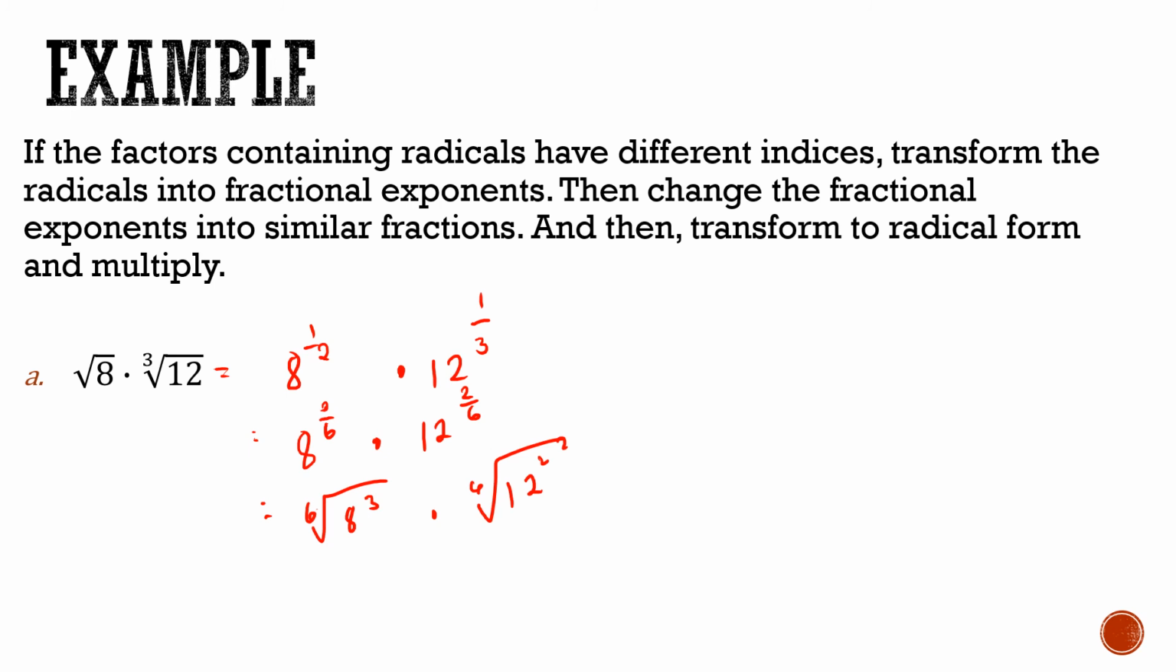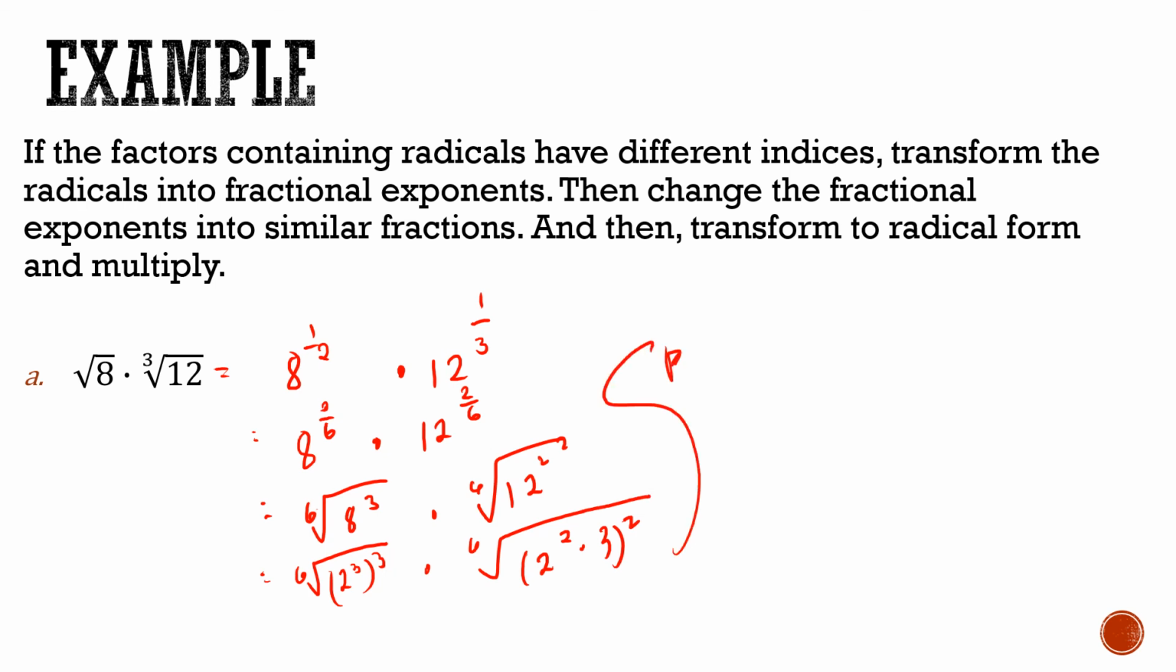Now, since 8 is a perfect cube, we can rewrite this as the 6th root of 2 cubed, all cubed, times the 6th root of, so one of the factors of 12 is actually a perfect square, which is 4. So we can rewrite this as 2 squared times 3 squared. And then we can now combine them. Multiply this 3 by 3, we got 9. So we got the 6th root of 2 to the 9th power, power of a power, times 2 squared, or I mean 2 to the 4th, because we multiply 2 times 2, we got 4. And then we got 3 squared.